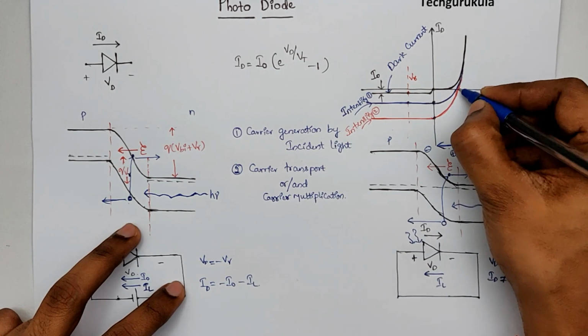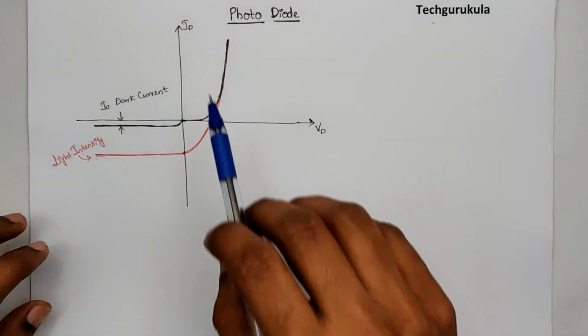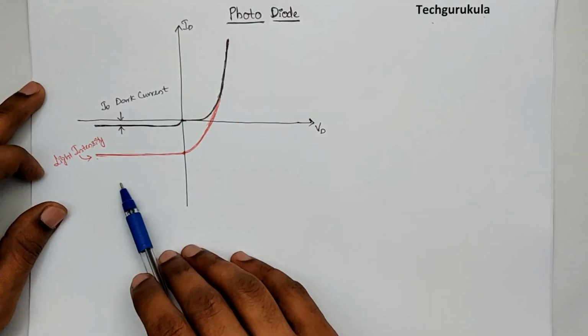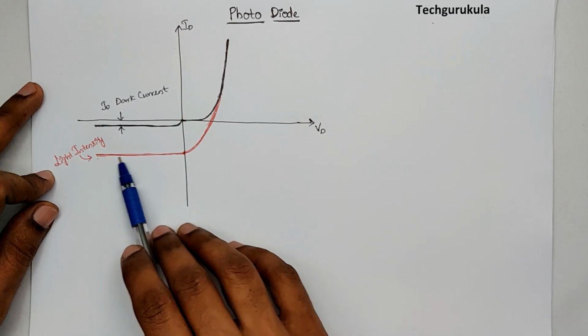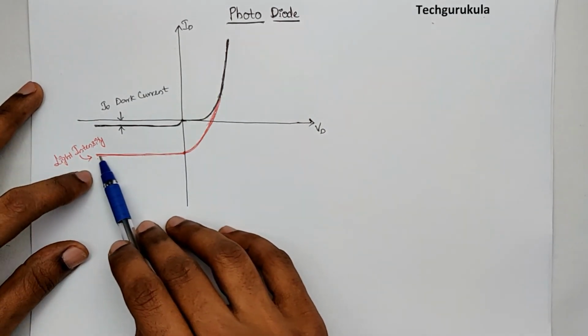What is this point called? And what are these regions? I have taken the IV characteristics of a diode without any incident light, and I have taken with some light intensity onto the PN junction, where the IV characteristics are like this.